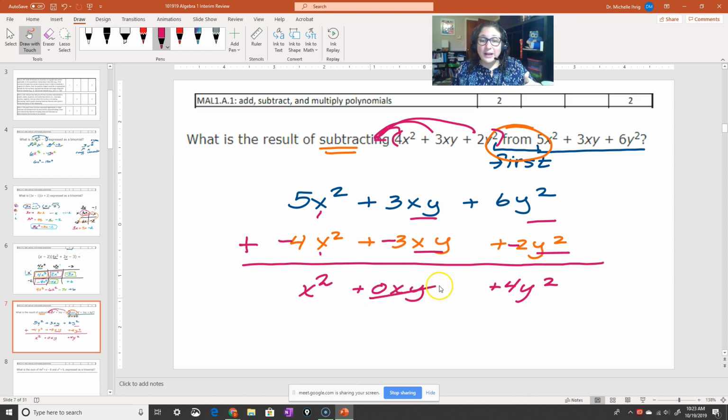Now that this is 0, I know all of this becomes 0. So the pretty way of writing this is x squared plus 4y squared. And that's it.